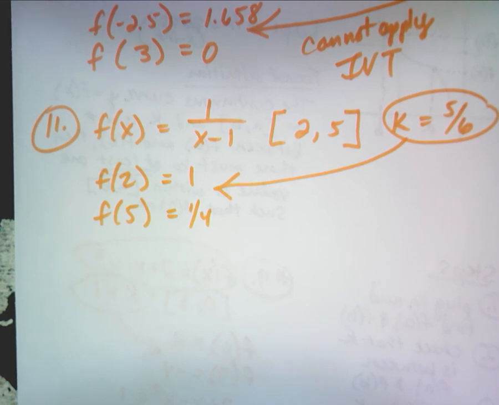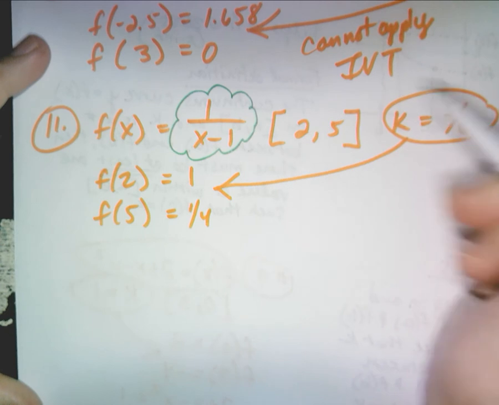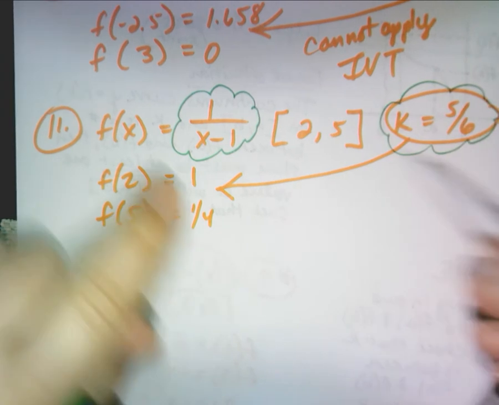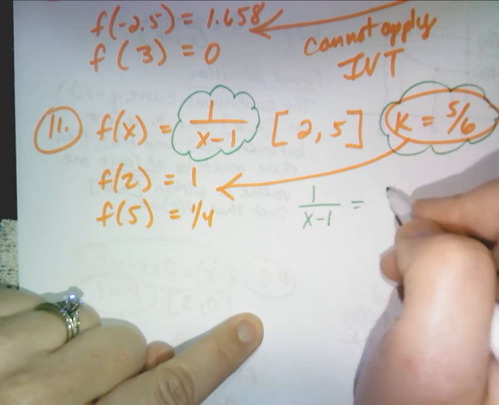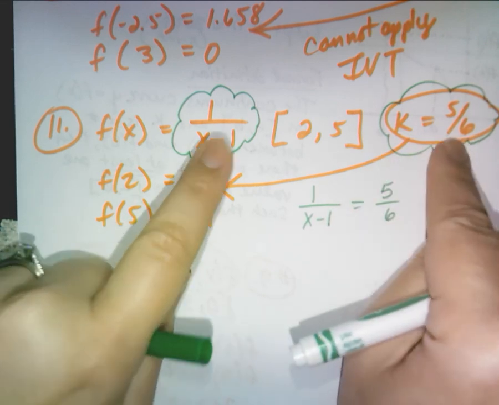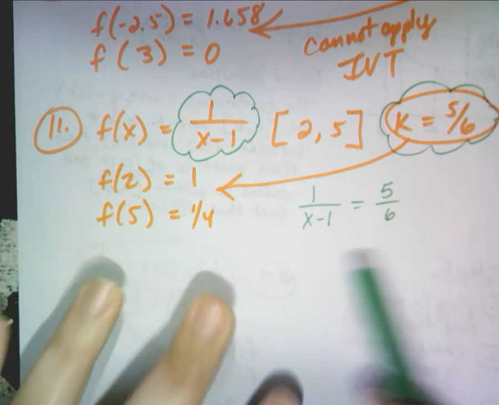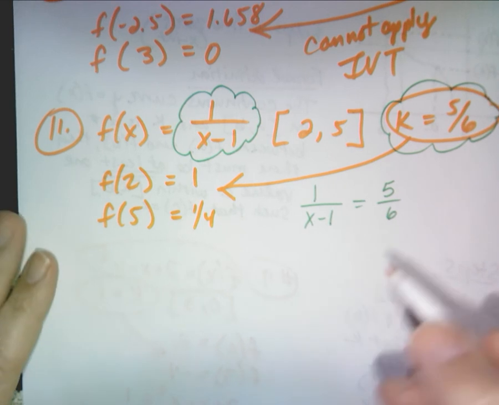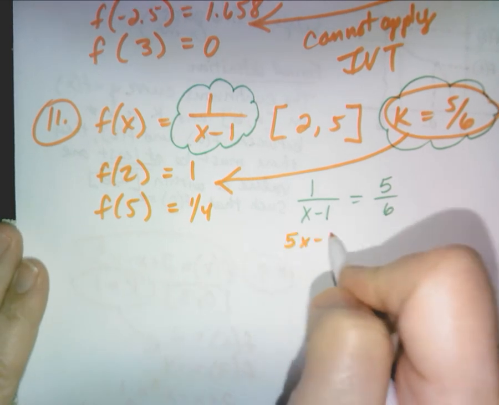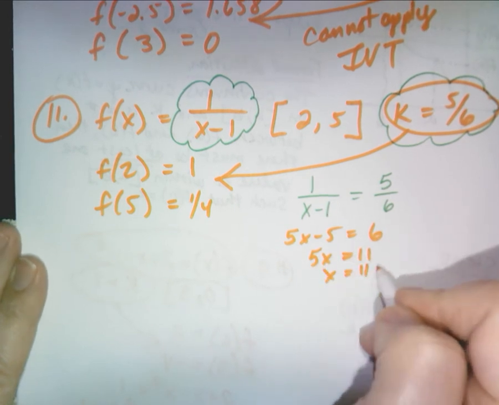Okay, if it passes the test, then listen to me. Then you set this function equal to k. You set them equal. So you do 1 over x minus 1 equals that k, because this must be the y that it equals. Anybody remember how to easily solve that when it looks like this? Yeah, cross multiply, butterfly, whatever you call it. 5x minus 5 equals 6. 5x equals 11. x is 11/5.